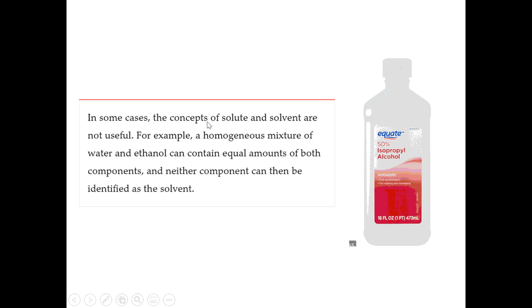And in some cases, this is kind of an interesting FYI, the concepts of solute and solvent are not very useful. In this example right here, you can buy 50% rubbing alcohol at the store, and that's a mixture of equal amounts isopropyl alcohol and water. So saying who's the solvent and who's the solute would be very arbitrary. So it's a fun FYI to think about.